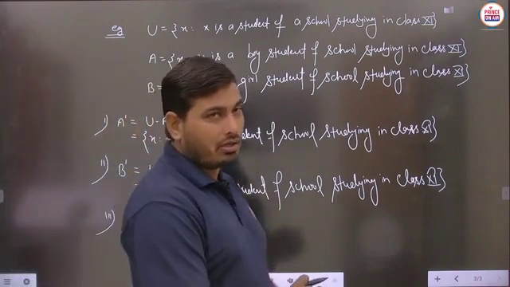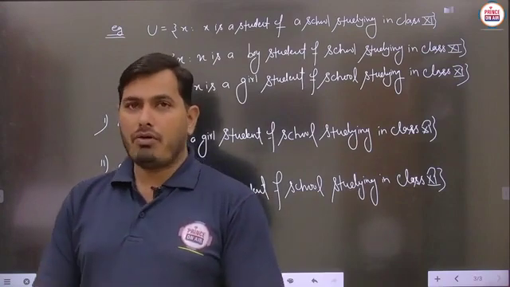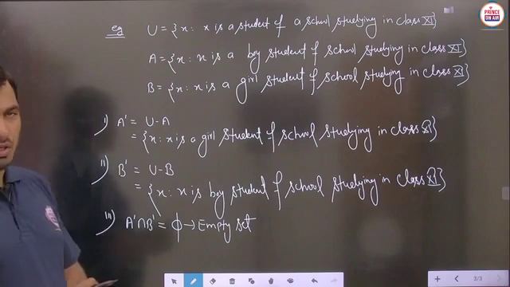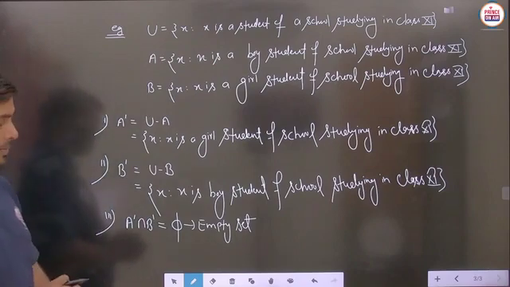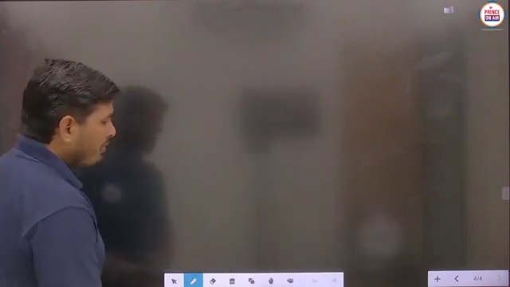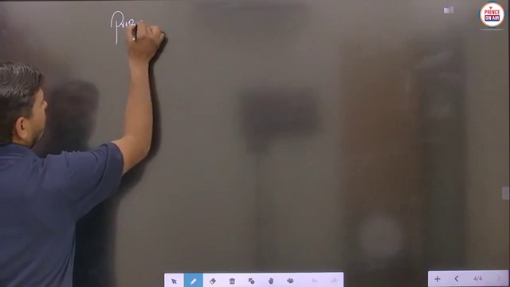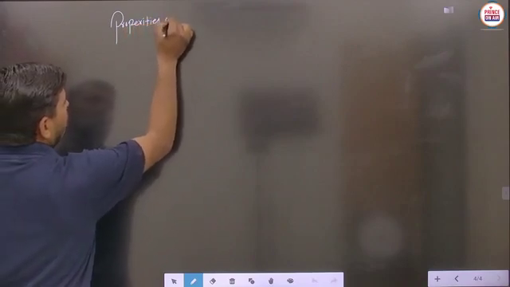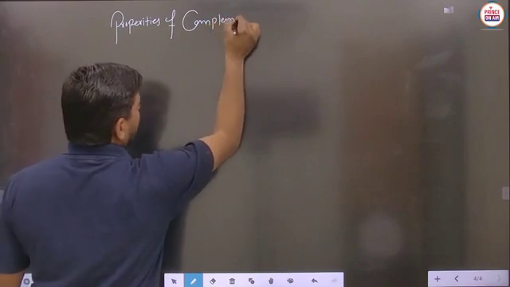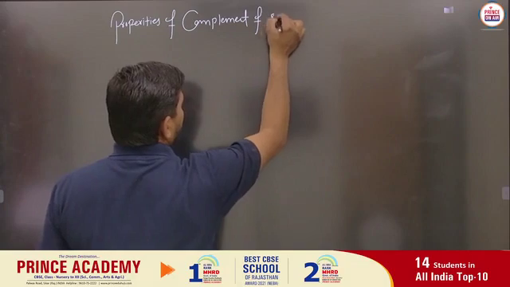Then after we will start the next very important part, and that should be the basic properties of complement of any sets, because these properties are mainly used in many of the cases. Is it clear? So the next part we are taking is properties of complement of sets. Properties of complement of any set. Is it clear?